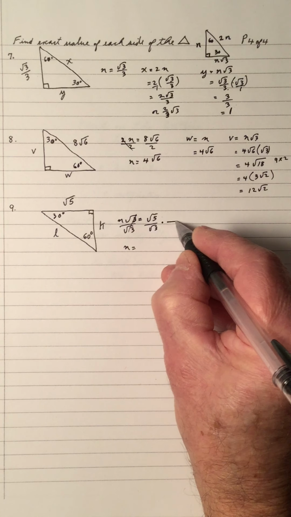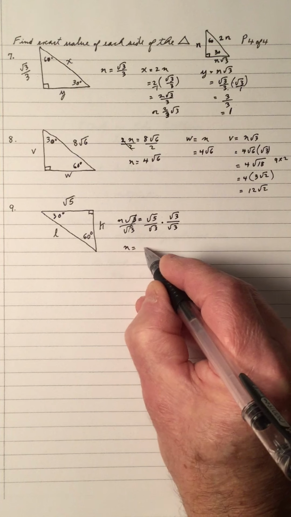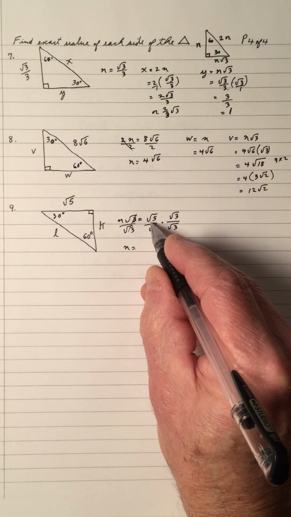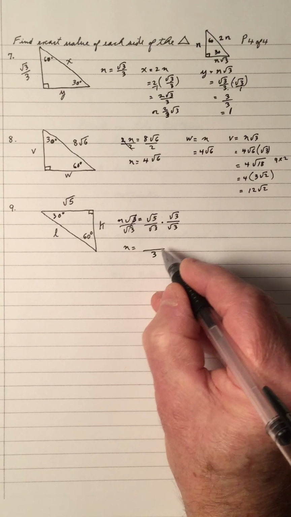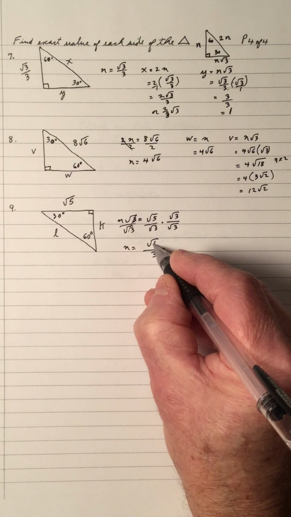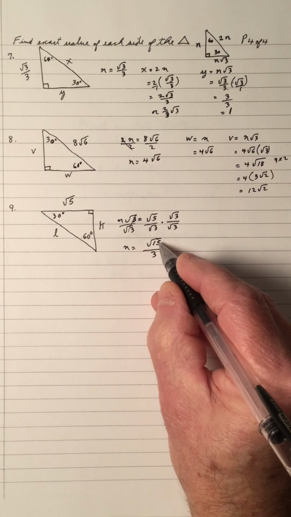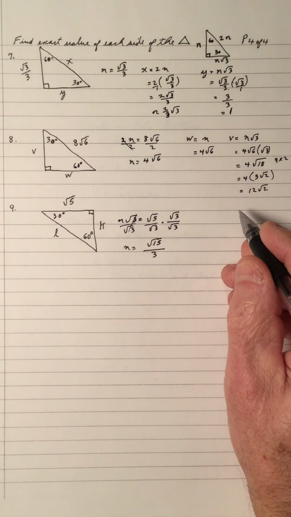We got to rationalize the denominator, so we multiply the denominator by root 3, multiply the numerator by root 3. Root 3 times root 3 is root 9, which is a 3. And root 5 times root 3 is root 15. And you can't divide 3 into root 15. Won't work, can't do it.